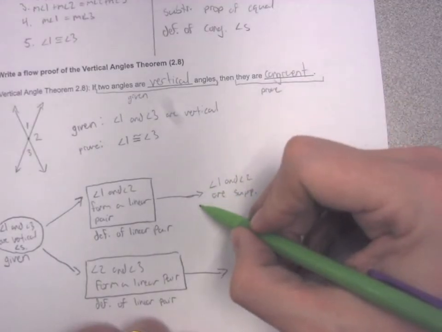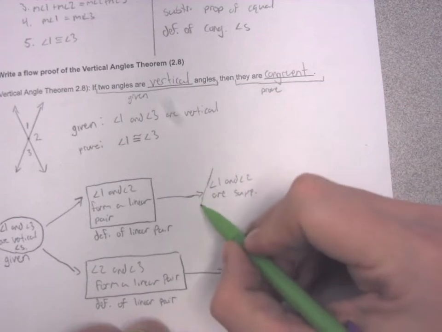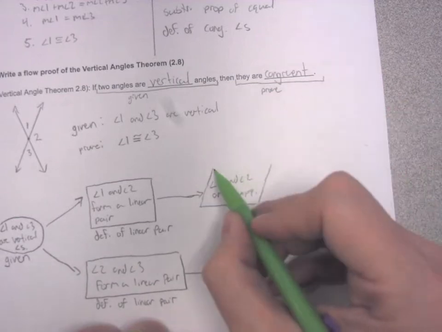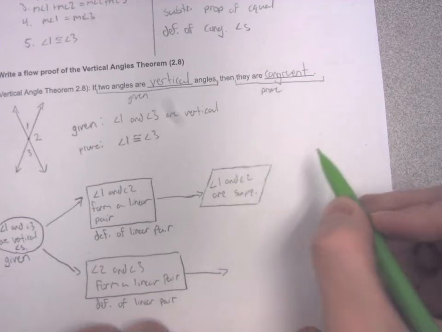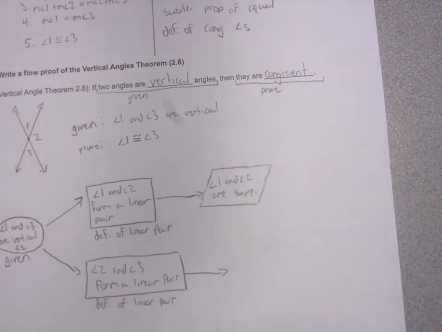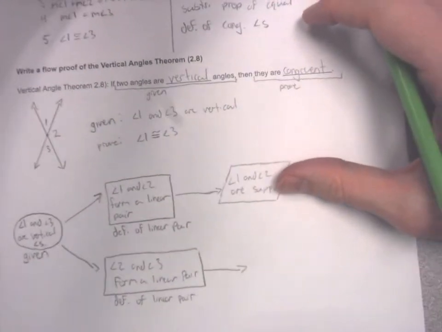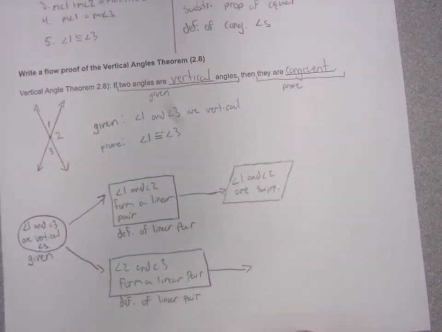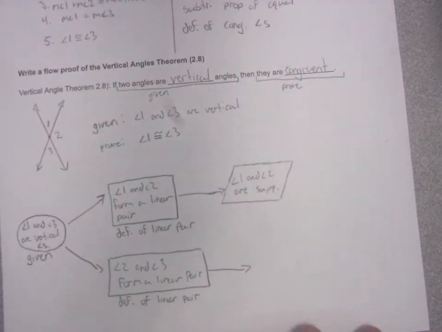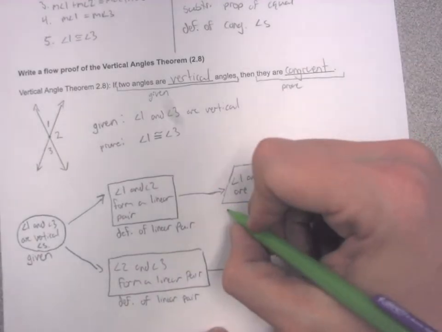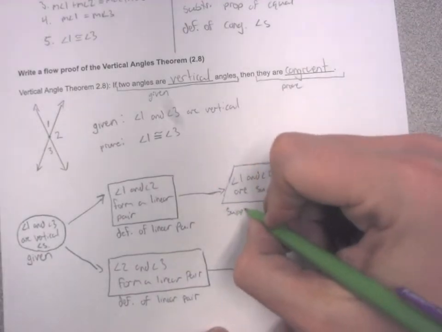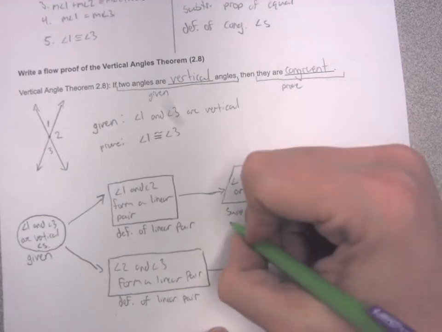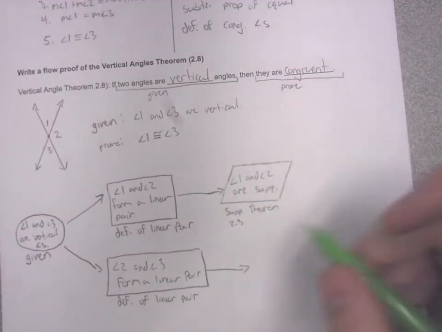Because we're using a theorem here, I'm going to change my shape up, and I'm going to use a parallelogram or kind of a rhombus shape here. Again, this is kind of an extra detail. You don't have to do it this way, but if you want to get kind of fancy, you can say anything that I'm using a theorem for, I'm going to use a parallelogram or a rhombus. Now this was called the supplement theorem, or it's called Theorem 2.3 in your book.